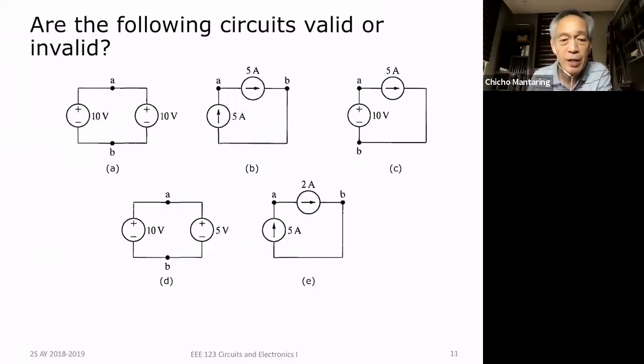Okay, so anyway, just for me to know whether you understand whether a circuit is valid or invalid, let me hear your answers in the chat box. Is circuit A valid or invalid? Okay, so everybody says valid. That's good. What about circuit B? Is that valid or invalid? Okay, good. It's valid. What about C? Is C valid or invalid?